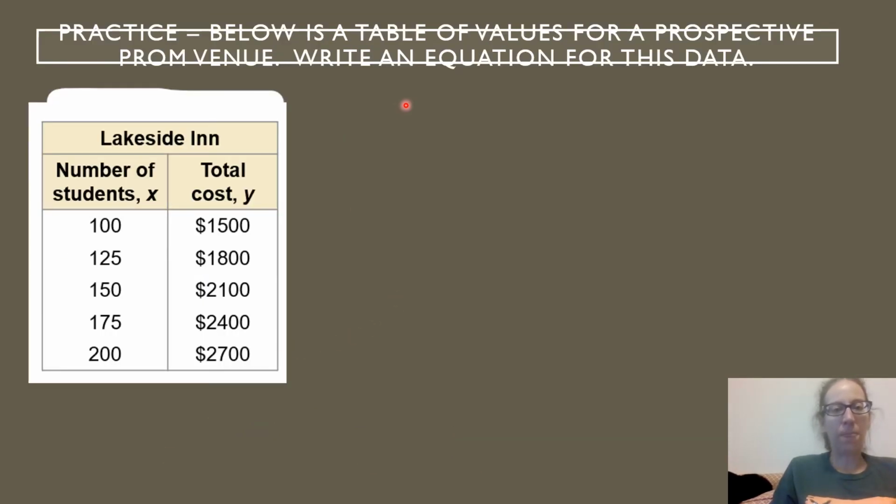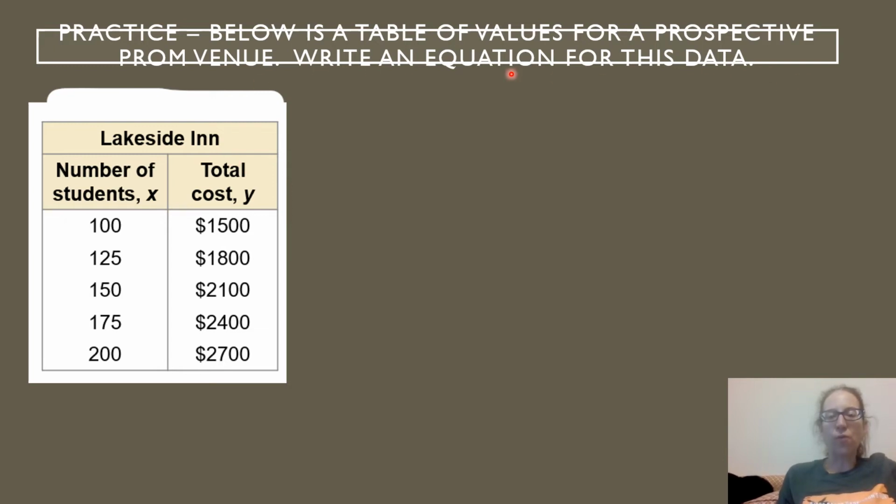All right. So below is a table of values for a prospective prom venue. This comes out of a kind of a big word problem bank. It's like a big, long, drawn out problem where there's 3 different prom venues and they approach it from all these different angles. But again, I was thinking, okay, that problem's a little bit too much and it's hard to get your head around it. So let's say this is a prospective prom venue. This is the cost for Lakeside Inn. So if 100 students go, the total cost will be $1,500, 125, and so forth.